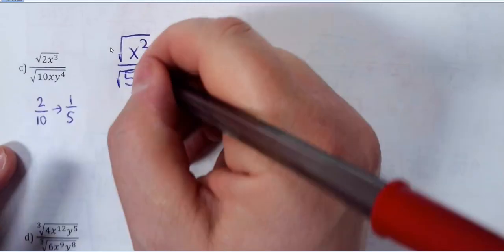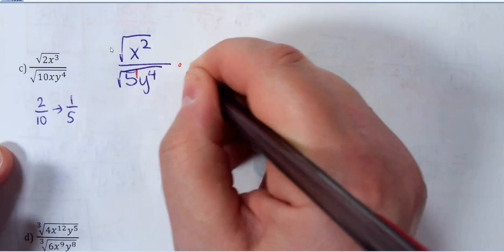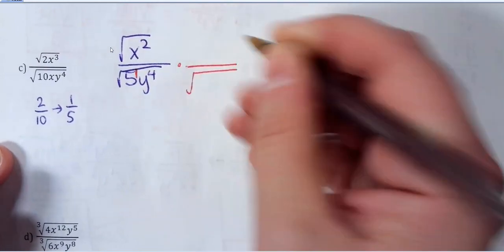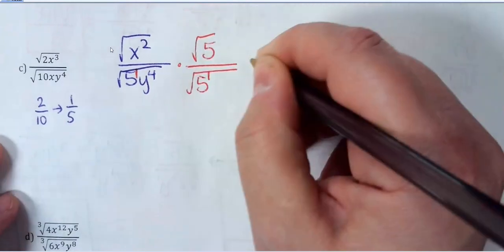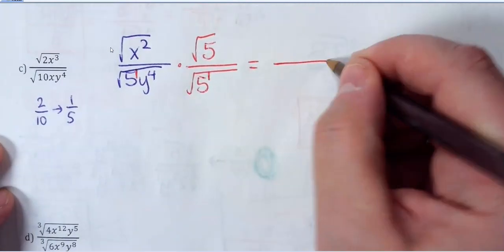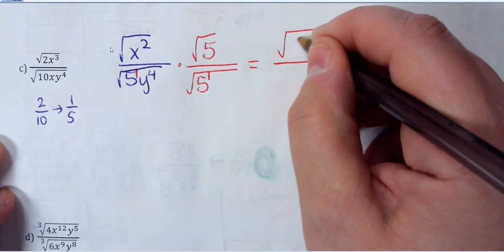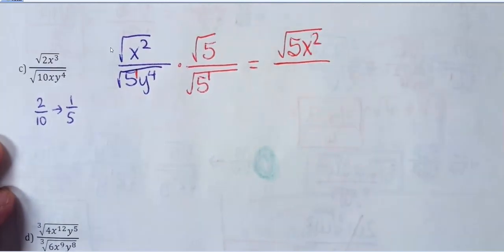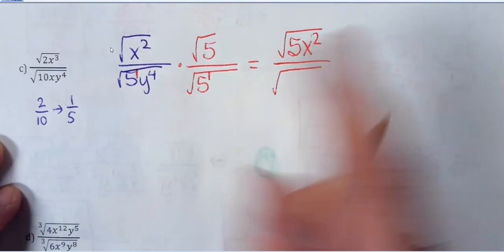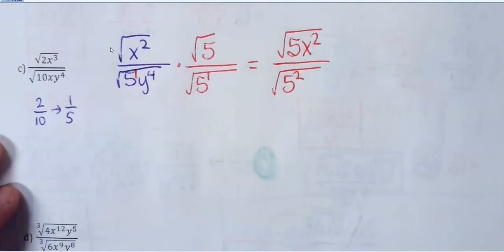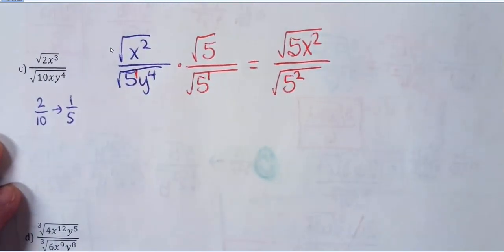So this is 5 to the 1st. So I'm going to multiply that under a square root, just another 5. And that's all I have to use here to get my denominator rationalized. The top of this would be the square root of 5x squared, which I'm going to simplify in 1 second. I'm just trying to show you this. 5 times 5 is 25, or 5 squared. The square root and the squared are going to cancel each other out.